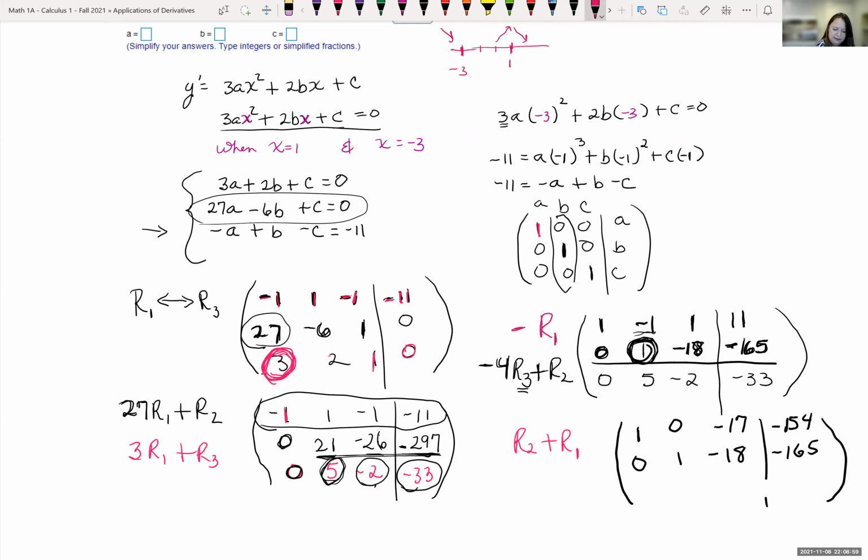So now I want to get rid of this 5 down in here. So I know I can multiply -5 times row 2, plus row 3. So 0 times anything is 0, plus this 0 is 0. -5 times 1 is -5, plus 5 is 0. -5 times -18, that's going to be positive 90. 90 minus this 2 is 88. So -5 times this -165, that's positive 825 minus 33, which is 792.